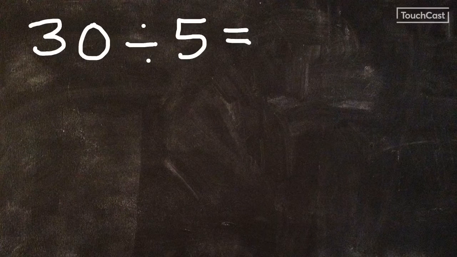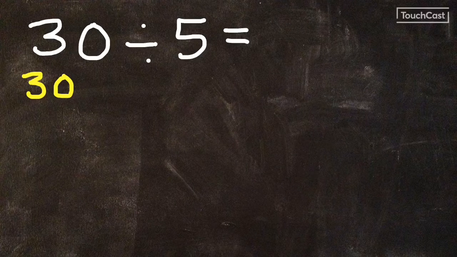Multiplication and division are related. They're like opposites. So if multiplication is like repeated addition, division is like repeated subtraction. Here's how we do it. We're going to solve 30 divided by 5. So I'm going to start with the 30, and I'm going to take away 5, subtract 5 over and over and over again until I run out.